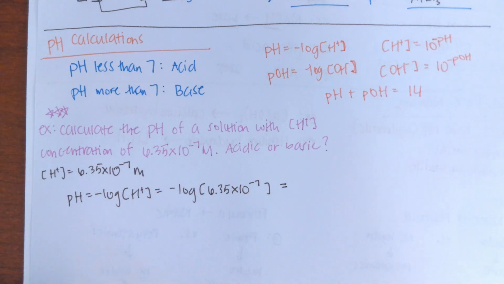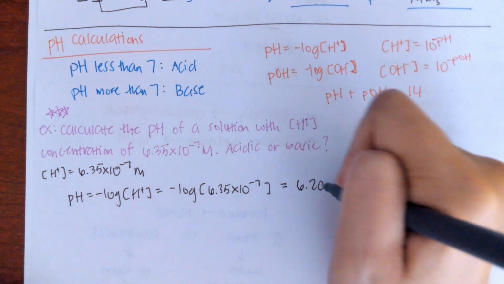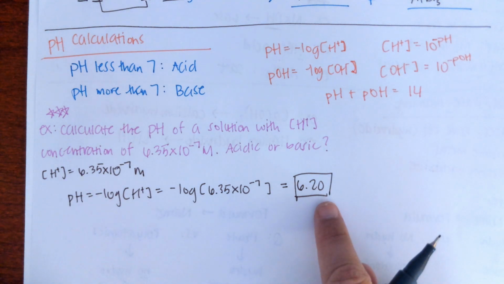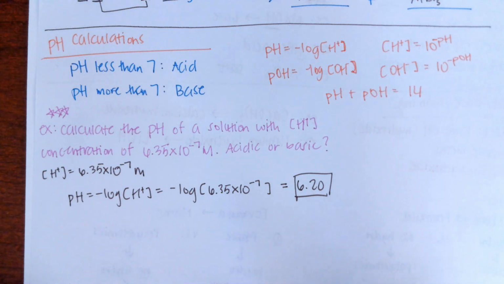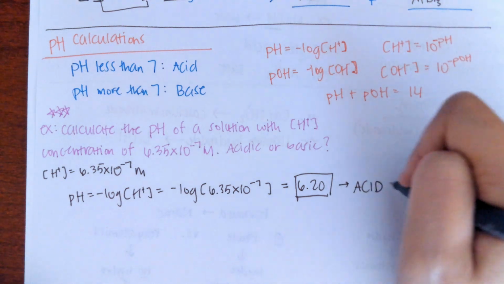All done? Nice. 6.20? Good. That's what I got. 6.20. And remember, nice thing about pH, there are no units. Y'all forget units anyway, so this should be good. Now, is this an acid or base? Acid.